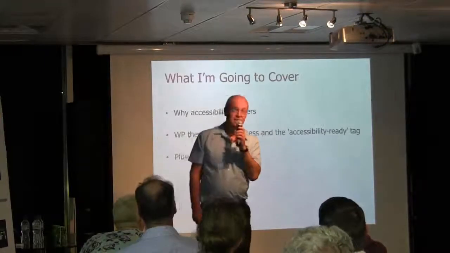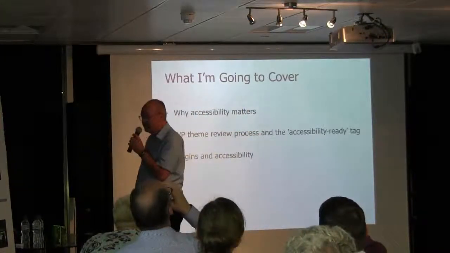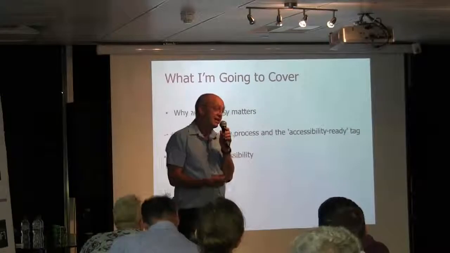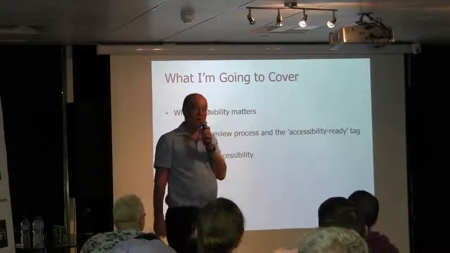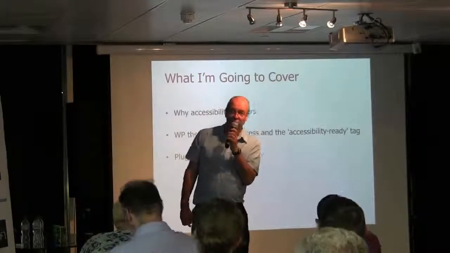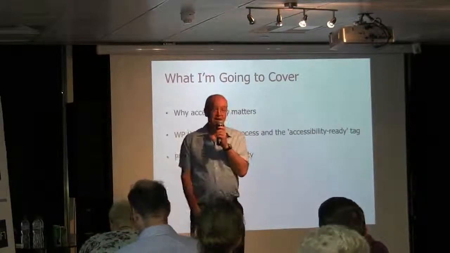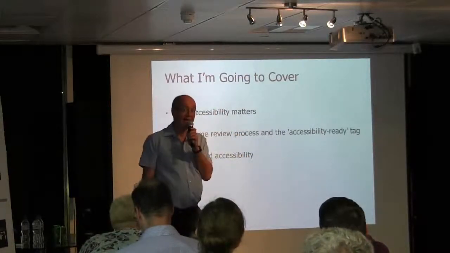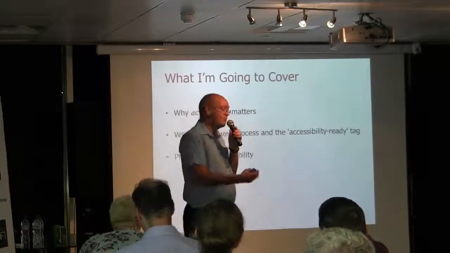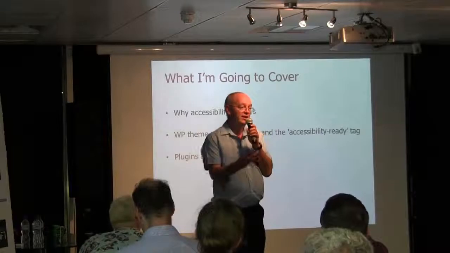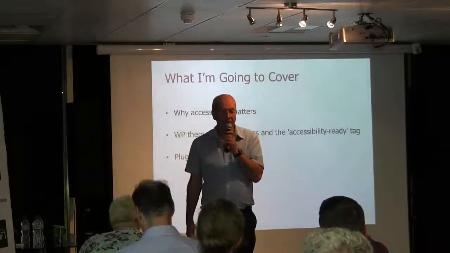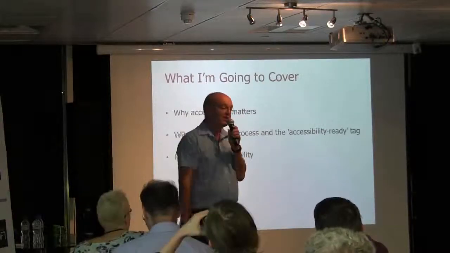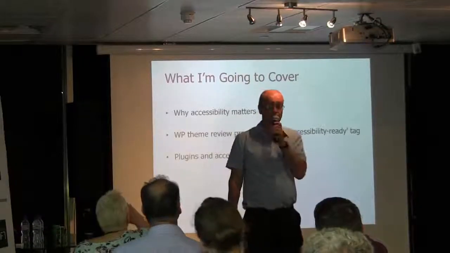Okay, so what I'm going to cover. My aim with this presentation is to cover off a bit about accessibility and try and encourage people to think about accessibility when they're building themes. I'm going to talk, and Jenny mentioned it slightly already, about the WordPress theme review process and the accessibility ready tag. The theme review guidelines, which is what people follow to get their theme up onto the repository, are actually a good basis for anyone who's building their own themes, and the accessibility guidelines that are part of it is what I'm going to cover in this talk.